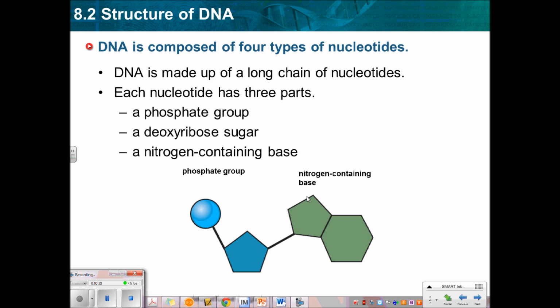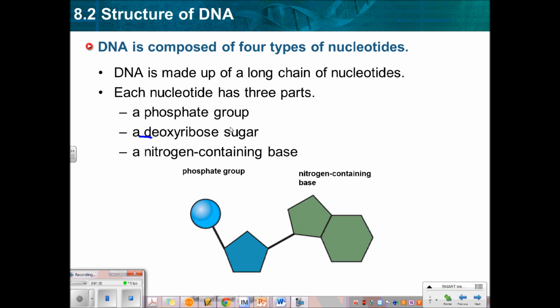Then what's this, everybody? That's like a pentagon. It's a sugar. And what's the name of the sugar? I tricked you. Deoxyribose. See the "ose" at the end? Glucose, fructose, all those are sugars. This is where DNA gets its name. DNA, deoxyribo, and then it goes nucleic acid. Okay? So DNA, deoxyribose nucleic acid.